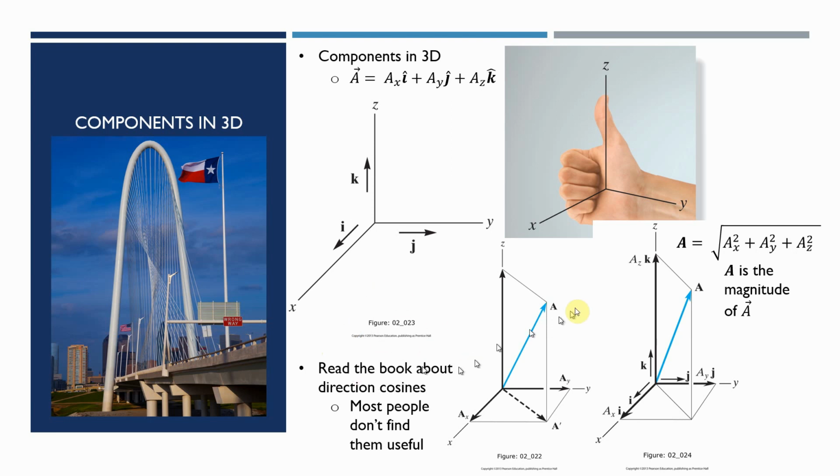There are direction cosines. If you take A dot k hat, that will give you the direction cosine times the magnitude of A against the z-axis. Most people don't find them very useful, so you can read about that in the book. I'm not going to talk about them.